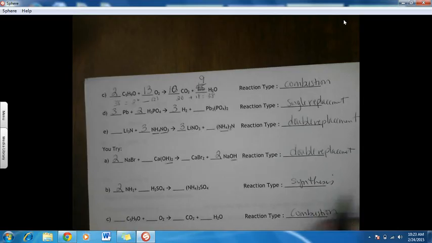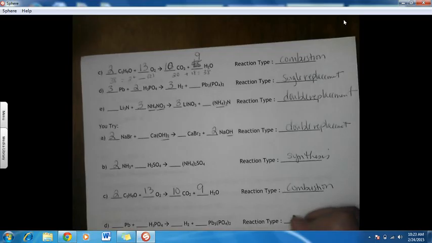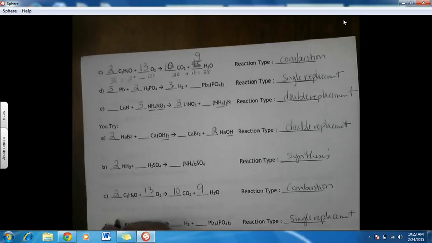Combustion for this one, as that ended up being 2 and 13, 10, and 9. And then finally this one, single replacement. And we need a 3 in front of the lead, and a 2 and a 3 there.